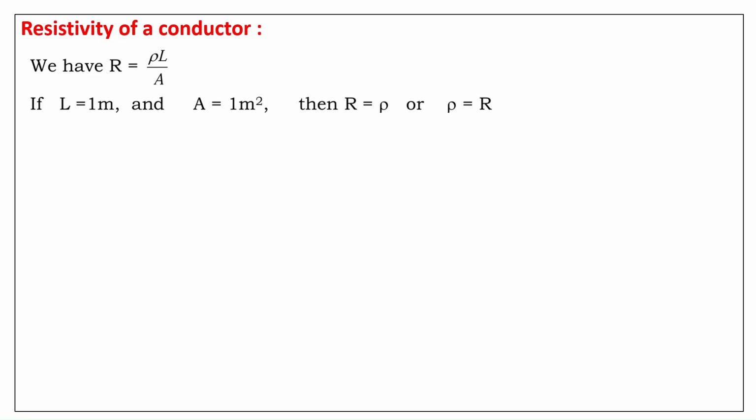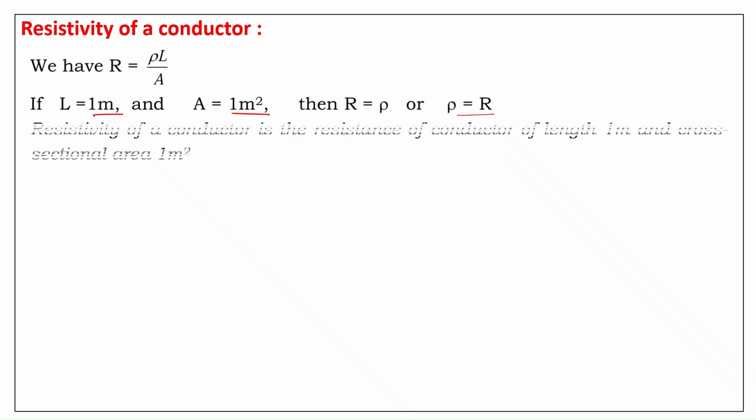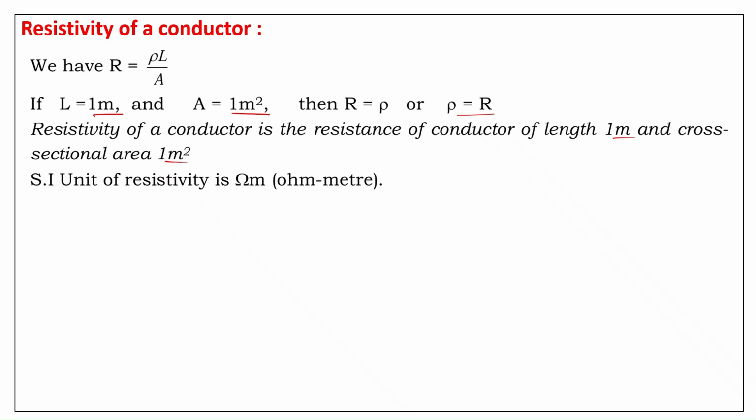Next, resistivity of a conductor. We have R is equal to rho L by A. If L is equal to 1 meter and A is equal to 1 meter square, then R is equal to rho, or rho is equal to R. Resistivity of a conductor is the resistance of a conductor of length 1 meter and cross-sectional area 1 meter square. SI unit of resistivity is ohm meter.